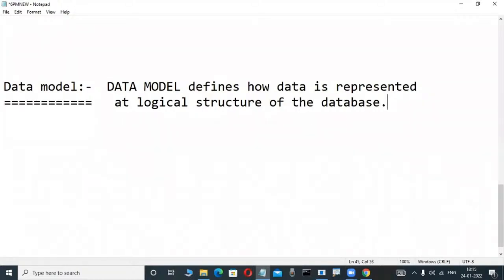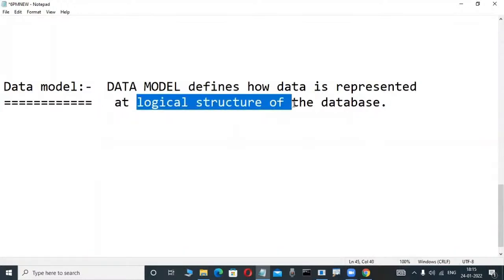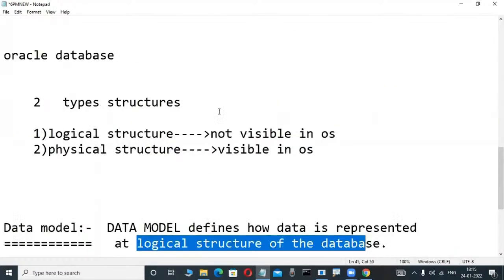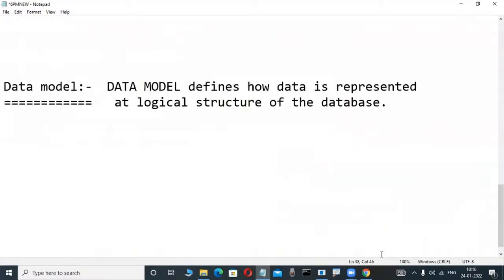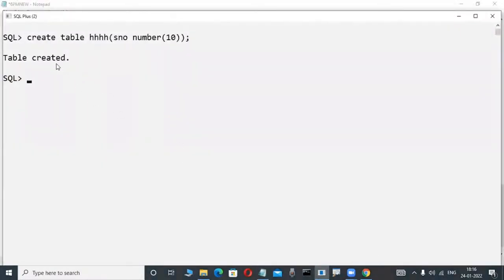And now check it out. Observe here, what is a logical structure? In previous classes I told you, a structure which is not visible in the operating system is called a logical structure. Or maybe you are creating a table, which is not visible in the operating system, but that structure is visible in the database. Very good. Now in this database, how data is represented is specified in the format of records. But these collections of records are in matrix format.